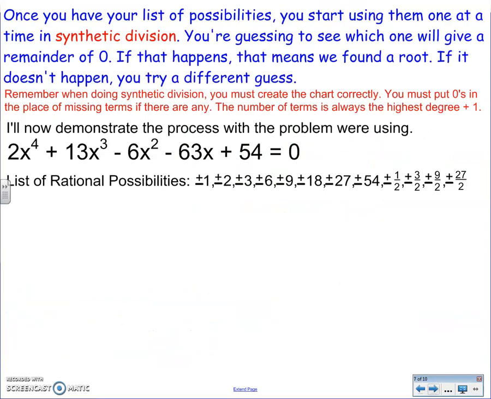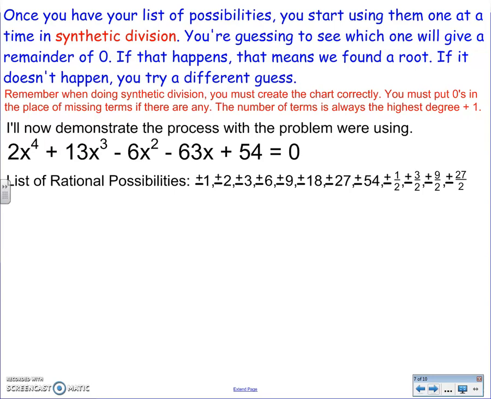All right, so now you found the list. Once you have your list of possibilities, you start using them one at a time in synthetic division. You might have to remind yourself how to do that, like Google it or ask me for the live session. And I'll do the process in a second. But you're basically guessing to see which one of those will give us a remainder of 0. If that happens, that means we found a root, an answer, an x-intercept, a solution. But if it doesn't happen, you just try the next guess.